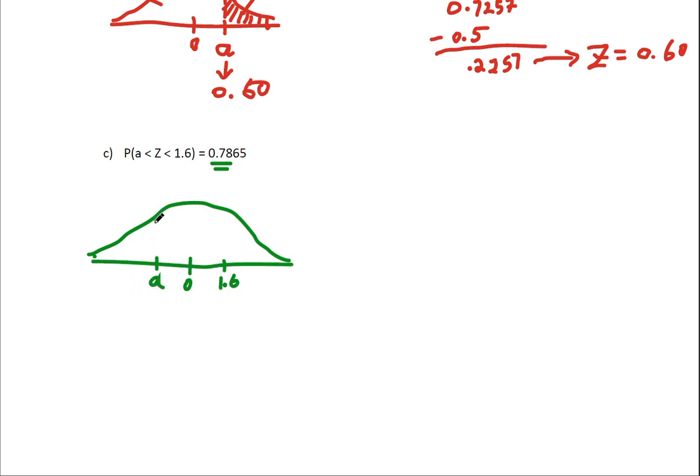So we're interested in this entire area from A to 1.6, which is bigger than 0.5. So once the area in an interval problem like this is larger than 0.5, then you're going to have one of the values in the interval being negative, in this case A, because it's to the left, and one being positive. So ultimately when we find the value of A, it's going to be a negative number. Now, the area here will give us a probability of 0.7865.